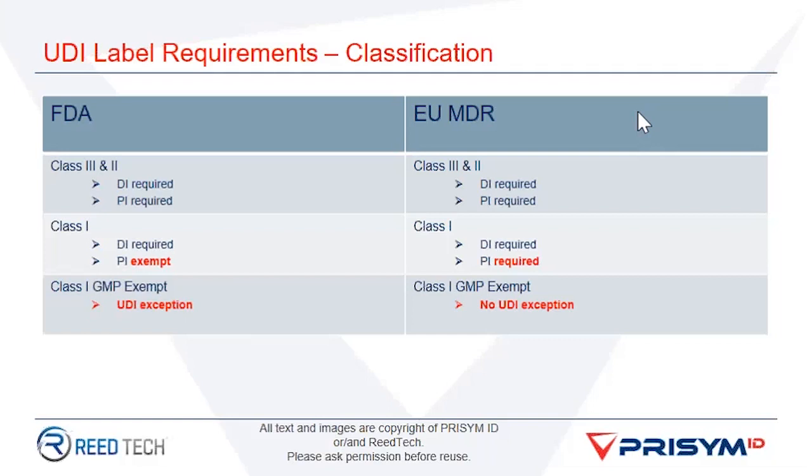And also, previously, where you had the Class 1 GMP exempt products, with the FDA, you could be excluded from the UDI. With the EU MDR, there is no such exclusion. So both new companies which weren't previously impacted by UDI now are going to be, and also within larger companies, there may have been divisions that previously were not impacted, but now will be.